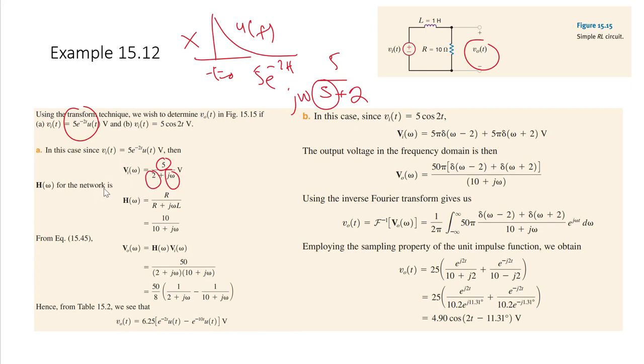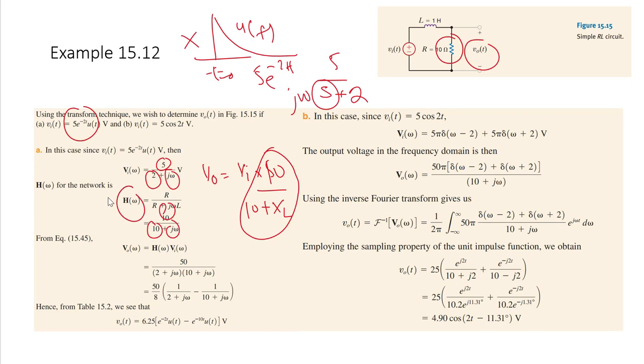Now what's the output voltage of this circuit? The output voltage is the part of the input voltage that is flowing through this particular part of the circuit. So we say that the output voltage V out is V in multiplied by 10 divided by 10 plus, what is this thing, XL. You will find this XL later on. So this is j omega L. So 10 divided by 10 plus j omega L is our transfer function. That's why it is known as H, output by input. So this is output, this is input.